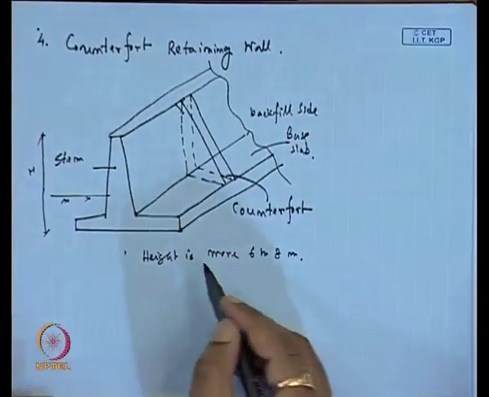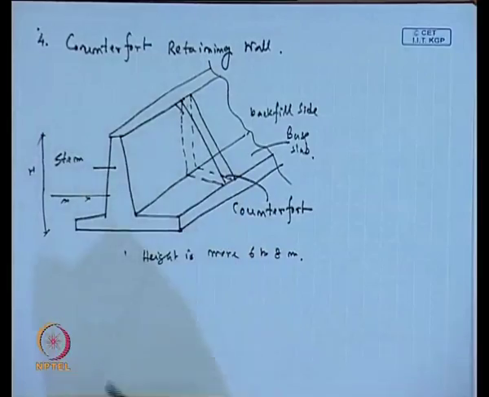So, these are the 4 different types of retaining walls. The first one is the gravity retaining wall, where most of the stability comes from the weight of the retaining wall, and we use plain cement concrete, PCC. The next one is the semi gravity retaining wall, where the size of the gravity retaining wall is reduced by providing a small amount of reinforcement. And the third one is the cantilever retaining wall, where RCC, reinforced cement concrete, is used for that type of retaining wall.